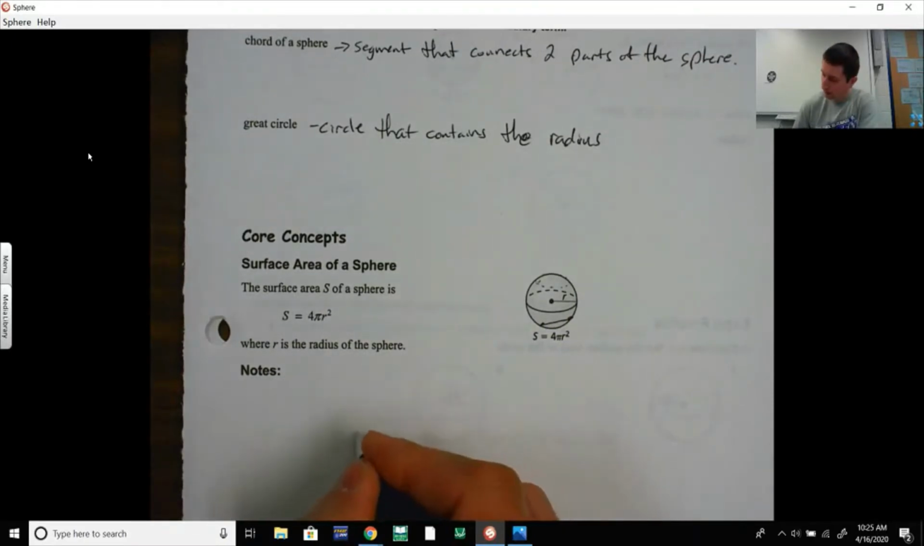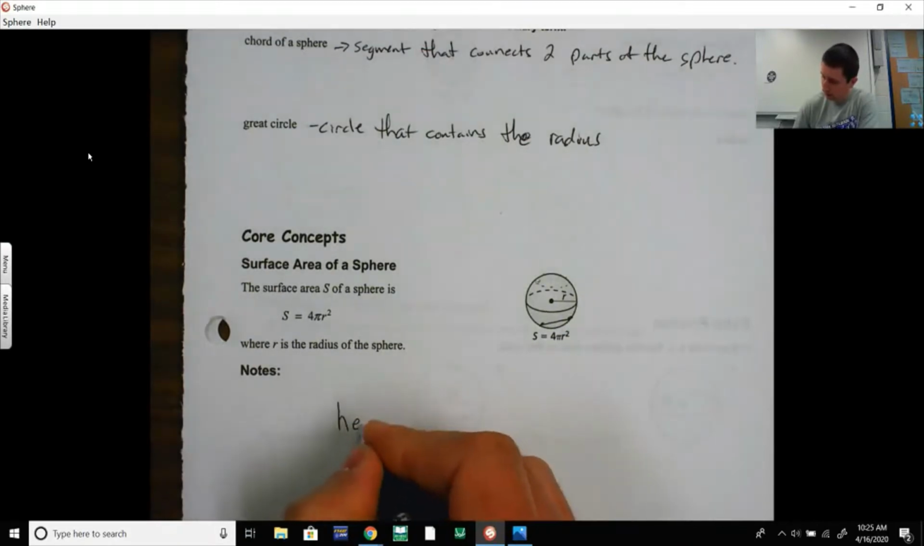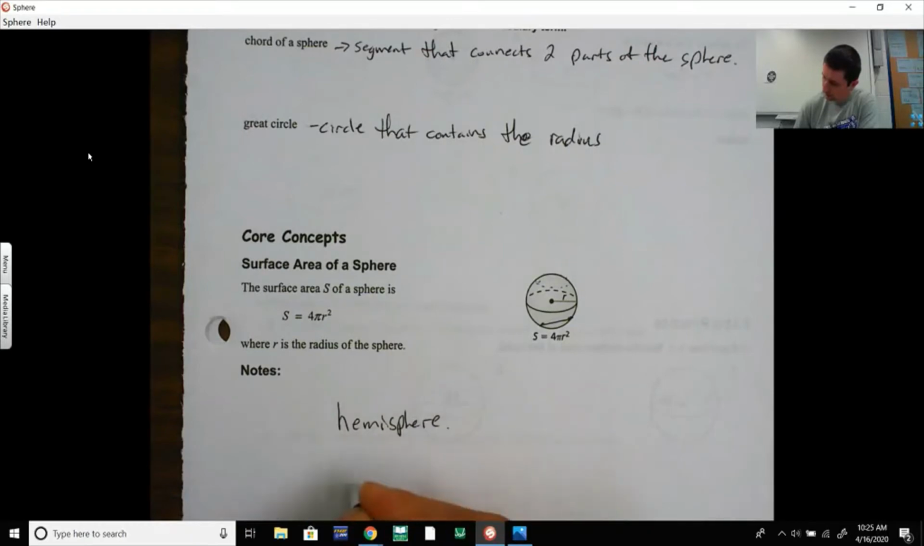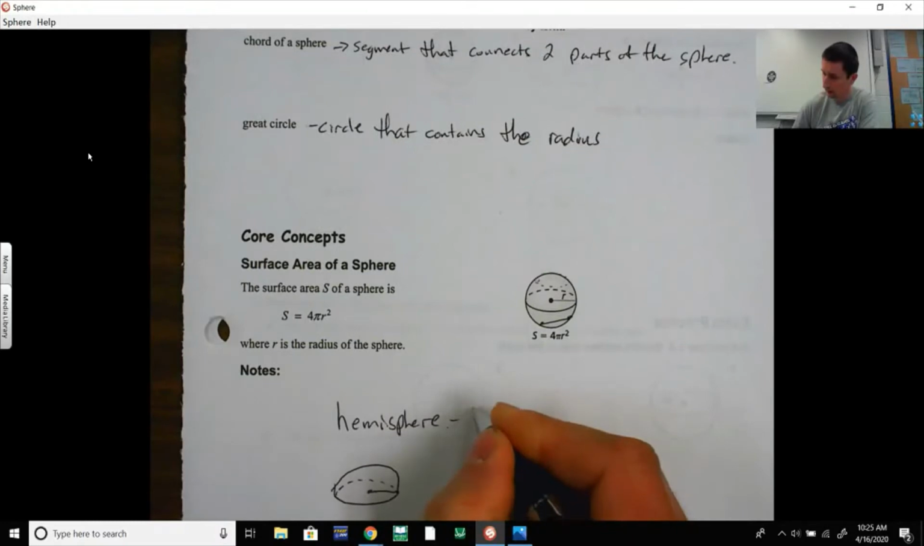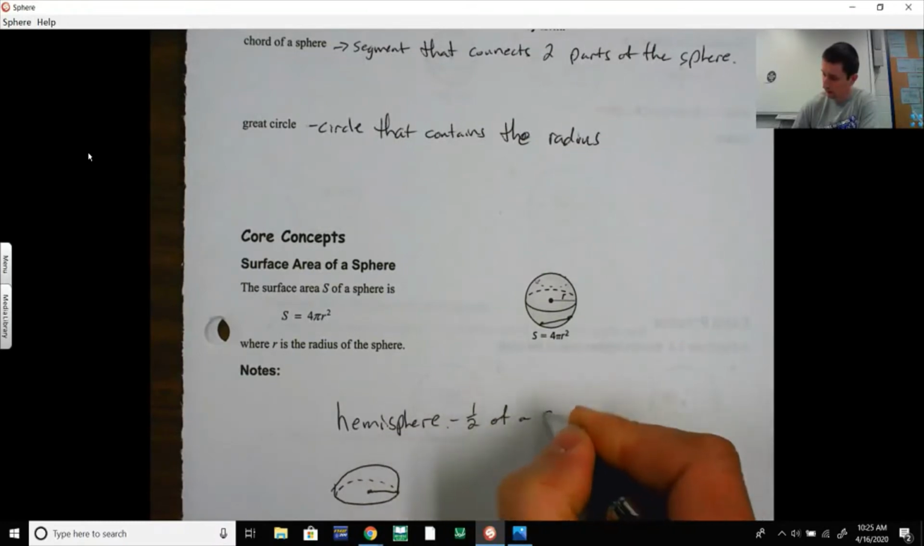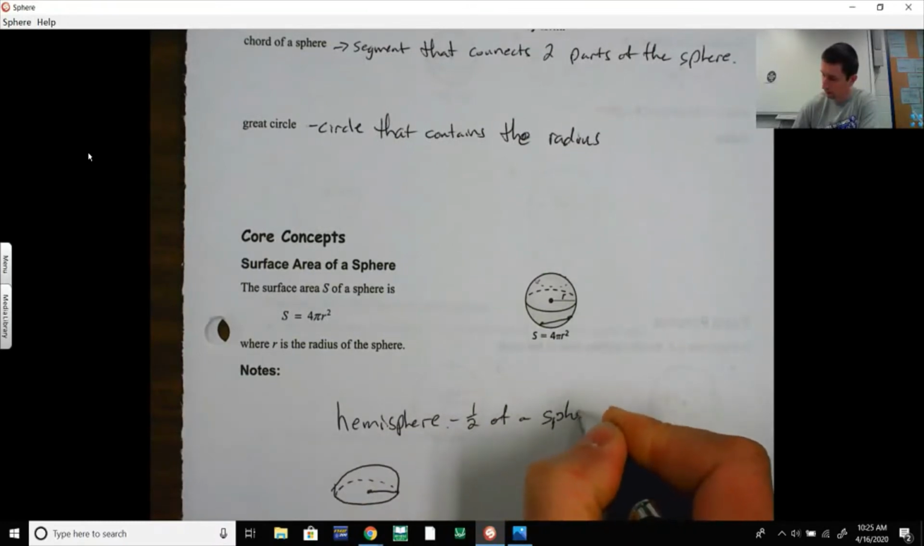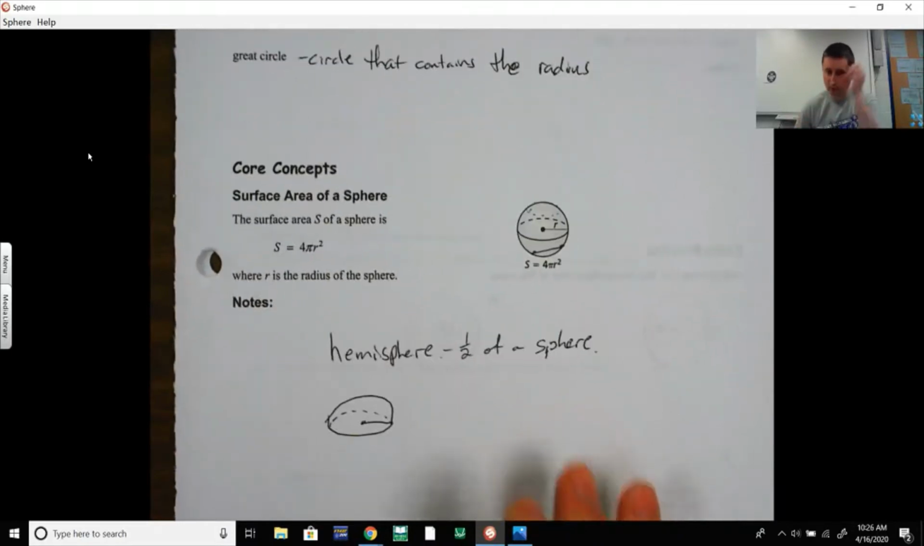Now if you have a hemisphere, that means you have this, and then this is going to go around like that. So a hemisphere is half of a sphere. Half of a sphere, a hemisphere. That's where you get the hemispheres for the globe. That's where the term comes from.